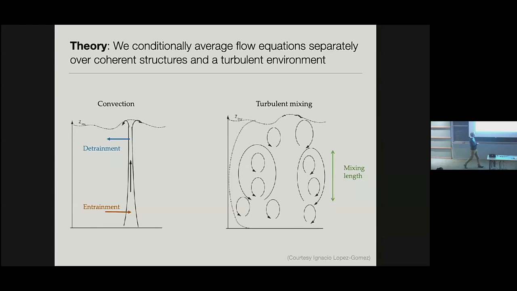And in the end, there are certain exchange terms appearing. For example, entrainment, detrainment refers to the mass exchange between coherent structures and the isotropic environment that in the end you need to represent by parameterizations.